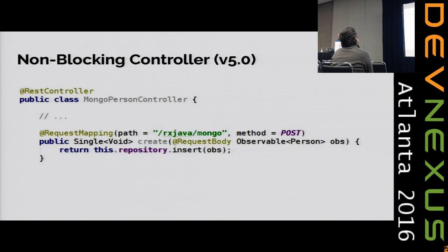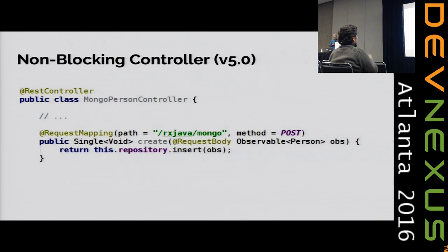This is an example of a non-blocking controller. And again, this is version 5. This is future work. This is something that we're working on today. You may actually be underwhelmed that this looks a lot like an existing Spring MVC controller, and that's the idea. The idea is that the programming model doesn't change very much, but what's going on underneath is a sea change, is quite a big deal.